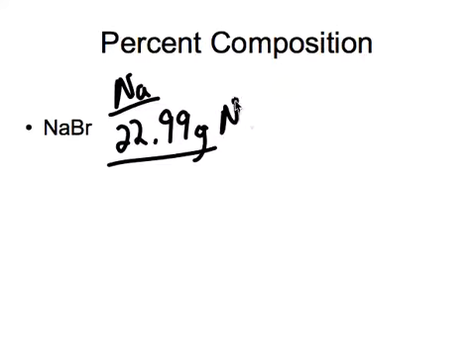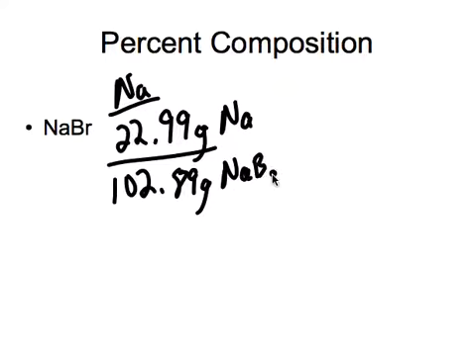But that's just the sodium by itself. Since there's only one sodium, I just put the mass of one sodium. On the bottom, I'm going to put the mass of a sodium plus a bromine. If I add those two together, it'd be 102.89 grams. That's the whole sample together.